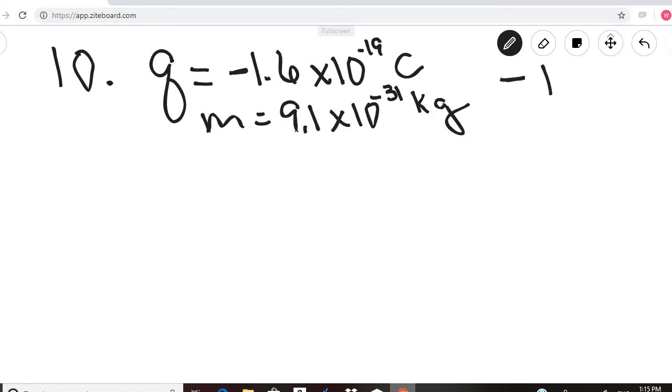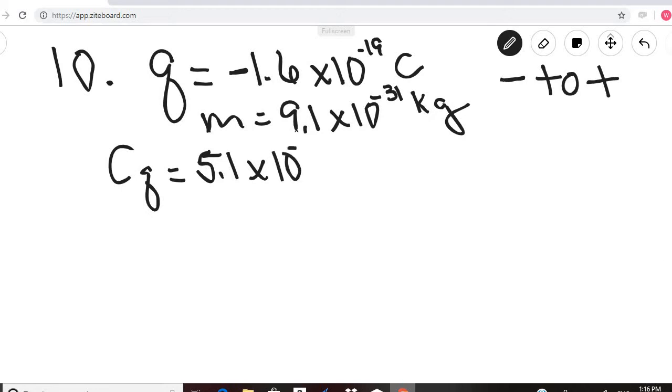And this tells us it's going to be moving from the negative plate to the positive plate. So that tells us that we are going to have an increase in the electric potential. And then the last bit of information that we have is that the capacitor is 5.1. So this would be CQ is equal to 5.1 times 10 to the negative 6 Farads.